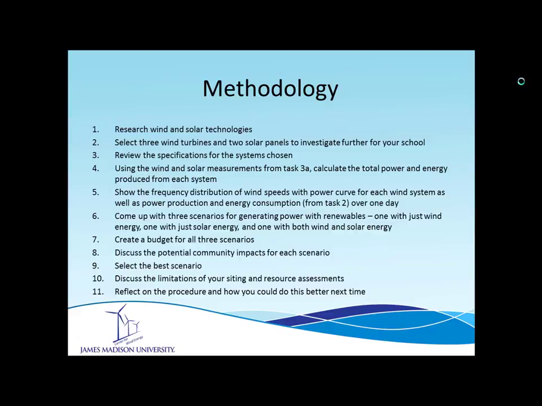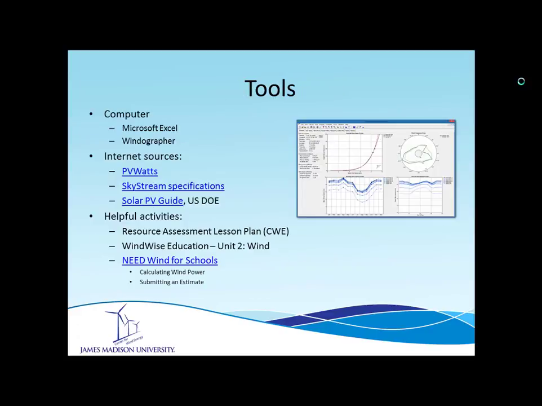We want you to come up with 3 scenarios for generating power with renewables. And this is a suggestion: one with just wind, one with just solar, and then one with a combination. But maybe you want one with 2 turbines, one with 1 turbine, and one with solar. You can decide on your scenarios and then also create a budget for these scenarios. That way you can look at them side by side and discuss the potential community impacts for each, and then select the best scenario. And again, we want you to discuss the limitations of your siting and resource assessment and reflect on your procedure.